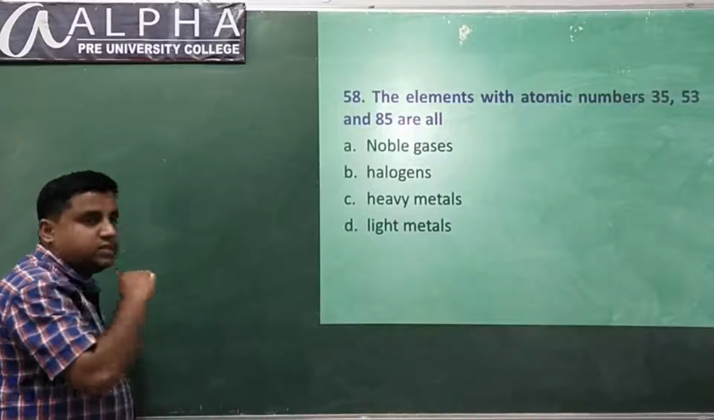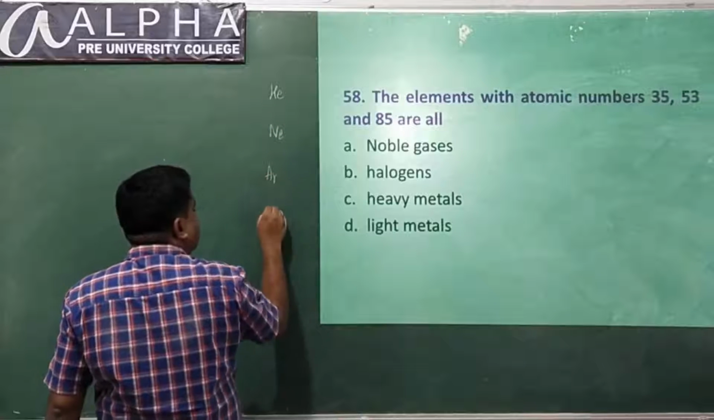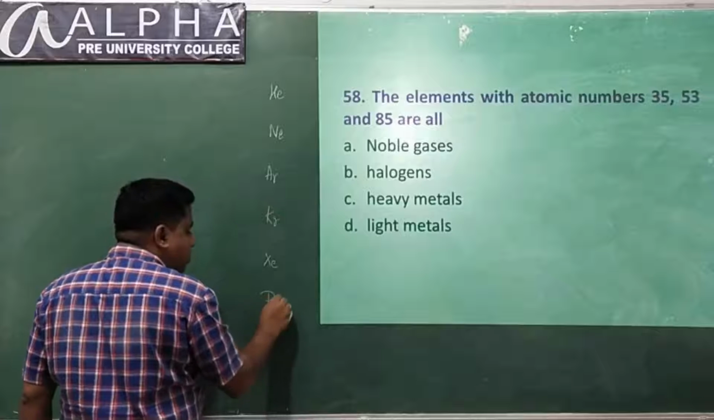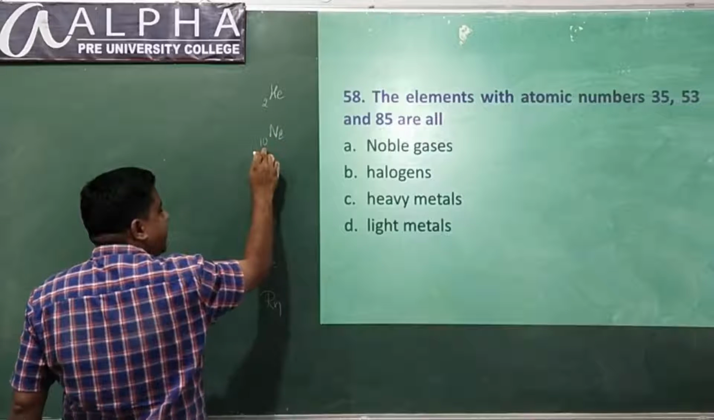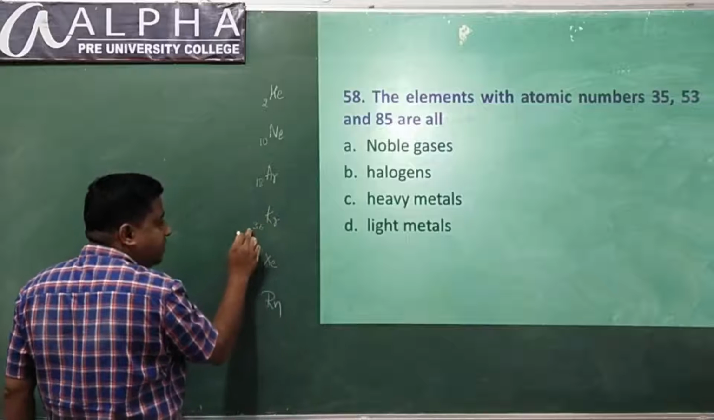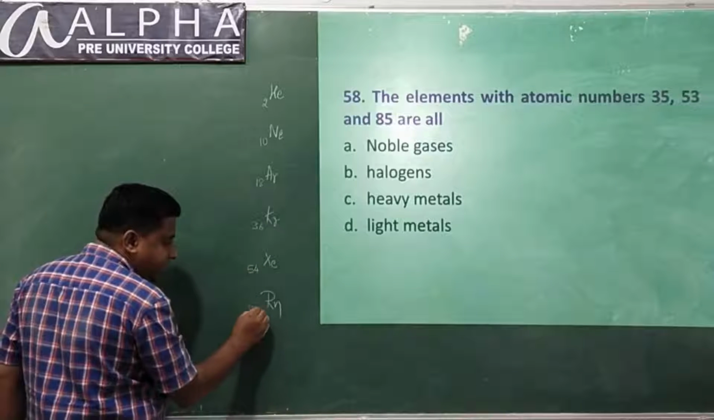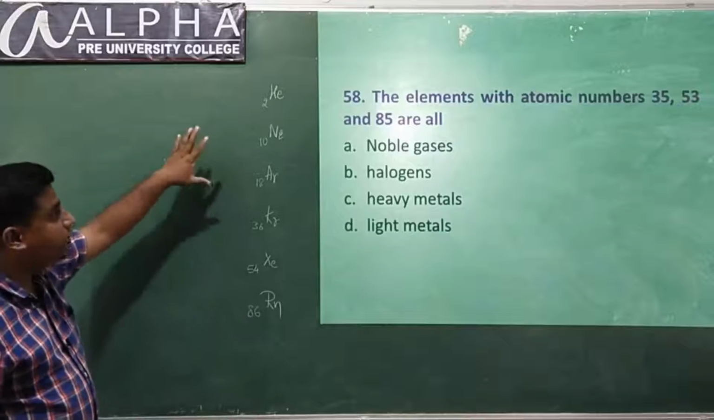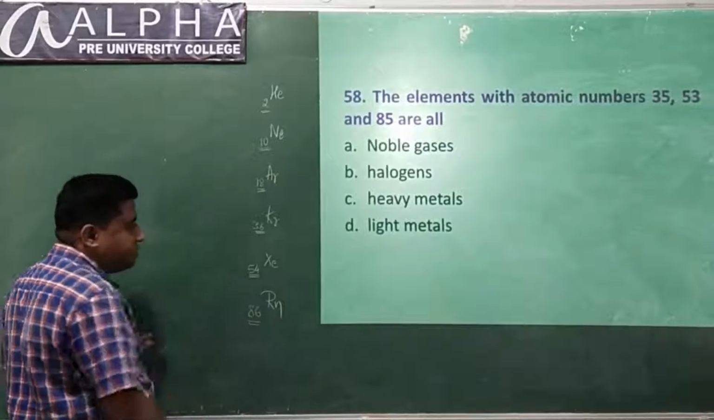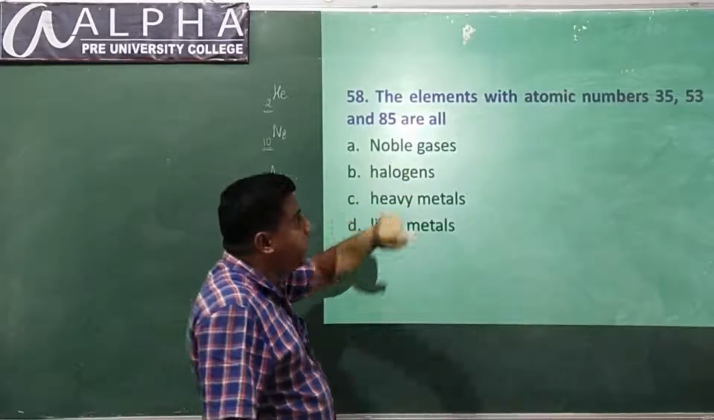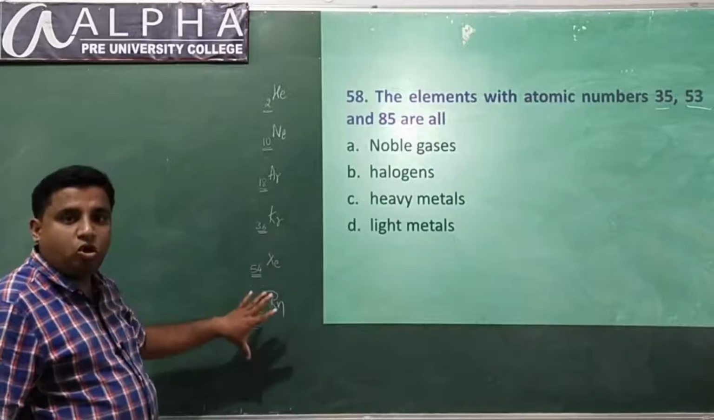If you consider noble gases, we know noble gases start from helium, neon, argon, krypton, xenon and radon. The atomic number of helium is 2. Just add 8 to this: 2 plus 8 is 10, 10 plus 8 is 18, 18 plus 18 is 36, 36 plus 18 is 54, 54 plus 32 is 86. The noble gases have the atomic numbers 2, 10, 18, 36, 54 and 86. But the elements with atomic numbers 35, 53 and 85 do not belong to noble gases.